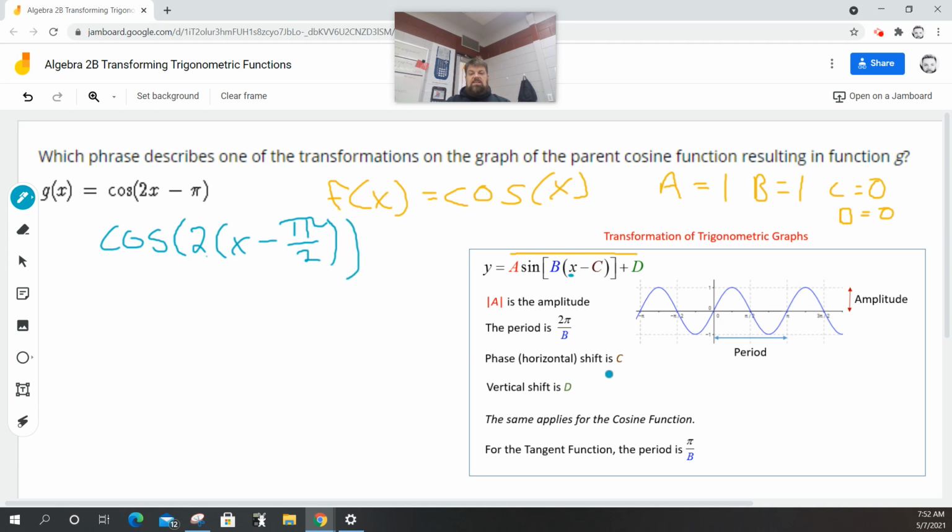Now remember, C does the horizontal shift. So when this is negative, C is actually a positive value. So remember, C is always the opposite. So that means you're going to move pi over 2 units to the right.